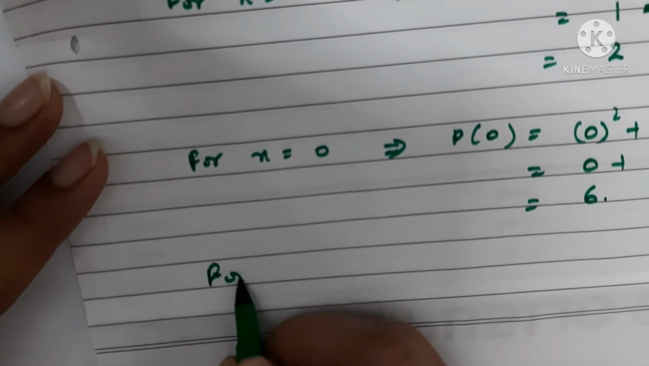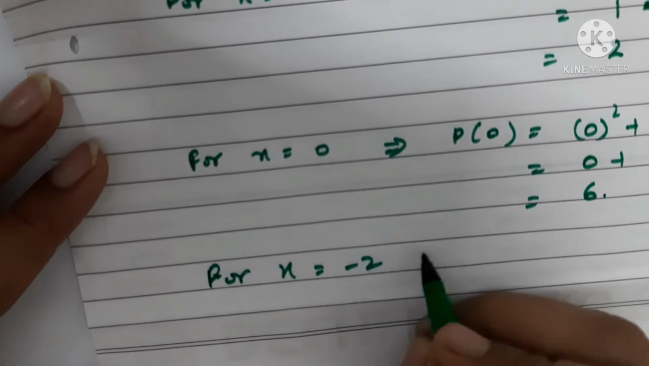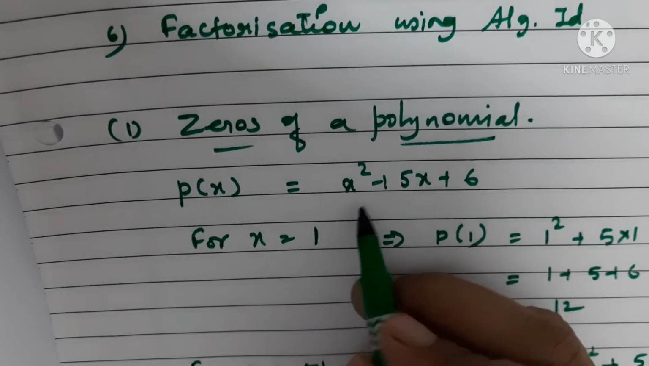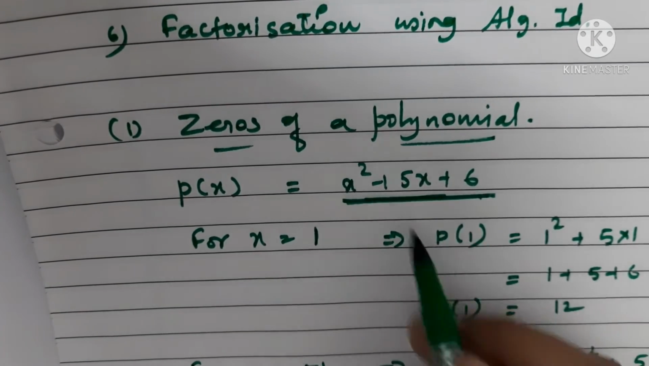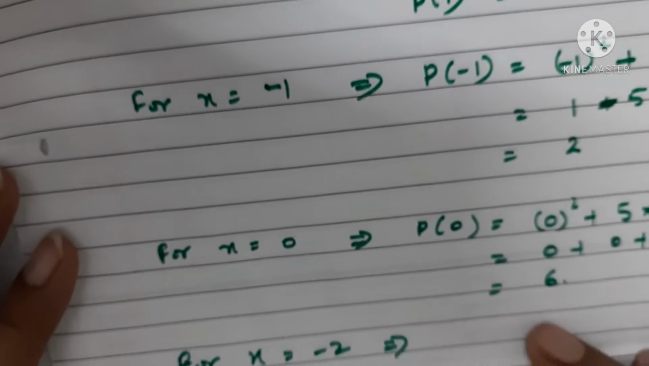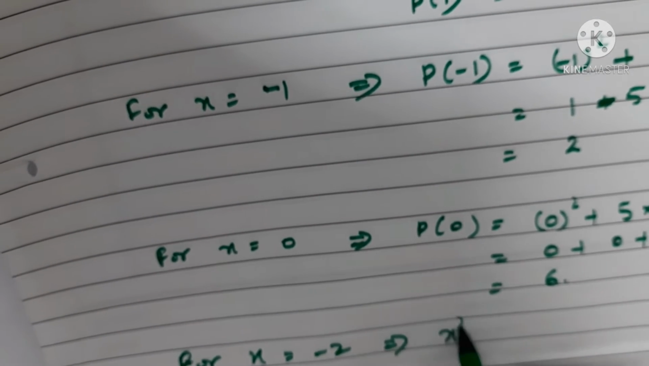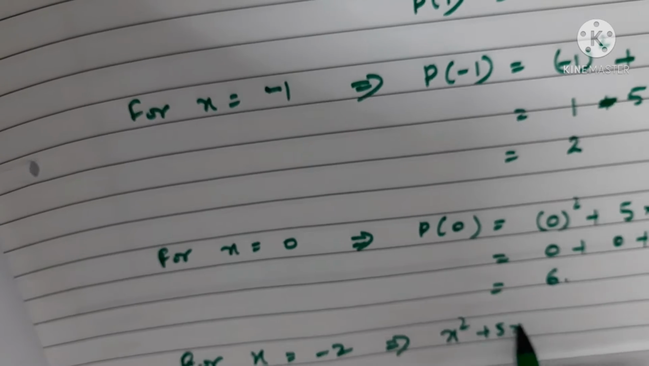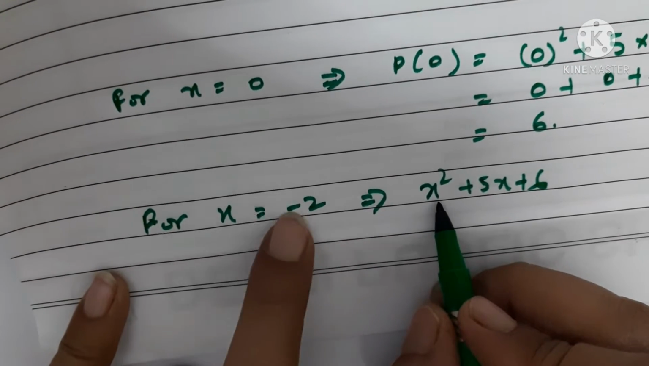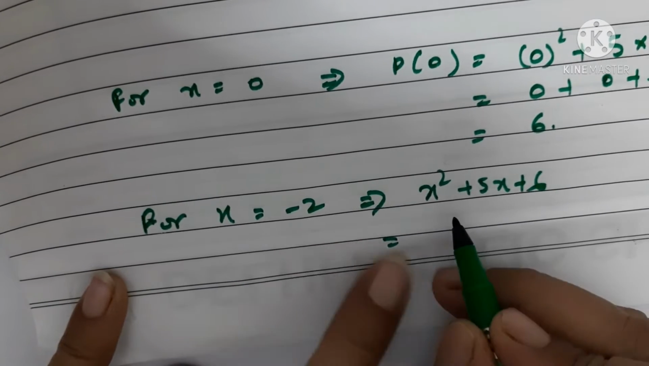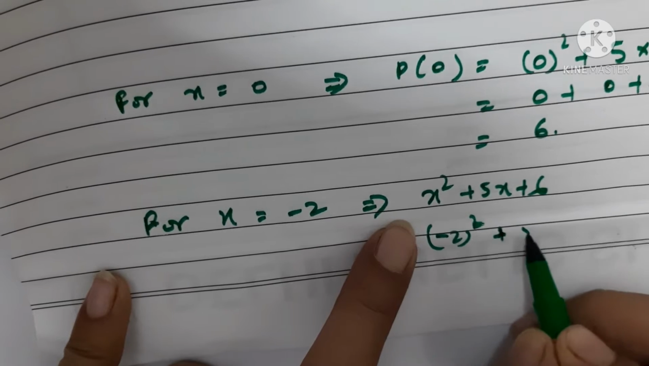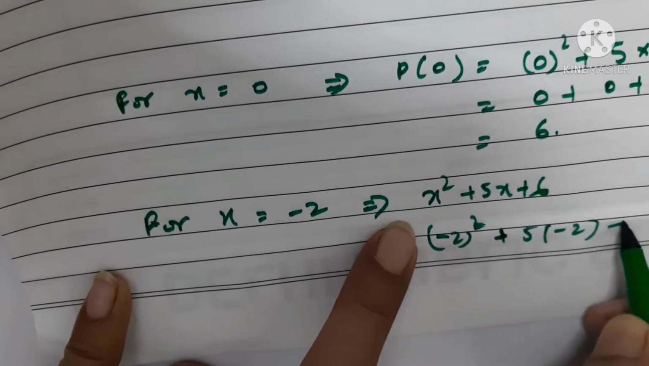x is equal to minus 2. Let us see what you are going to get for x is equal to minus 2. The same equation we have taken, this equation, we are talking about this equation. Everywhere we have taken the same equation. So here also, the equation is x square plus 5x plus 6. So we have to put in place of x, what are we going to put? Minus 2. Let us see what we are getting here. It will be minus 2 whole square plus 5 into minus 2 plus 6.